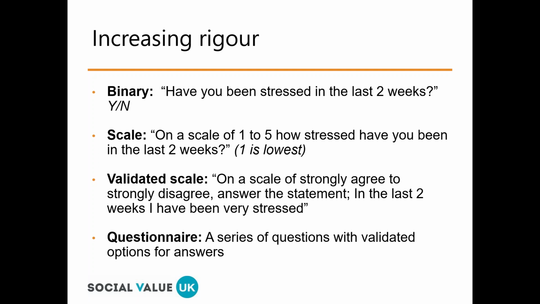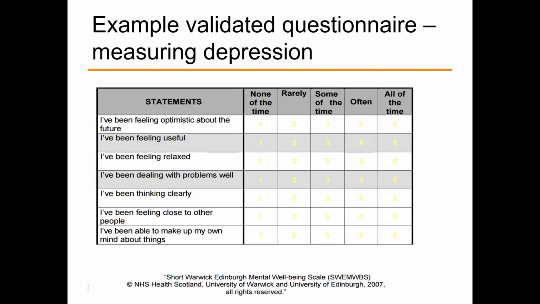Again, increasing in levels of rigor, it may be that we need to ask more than one question to understand the change in a particular outcome. This is where questionnaires, using a series of questions, again with validated options, can provide even greater rigor. But again, it may be that we need to use more than one, and we may want to also include an objective indicator to supplement the subjective indicator or indicators that are being used.